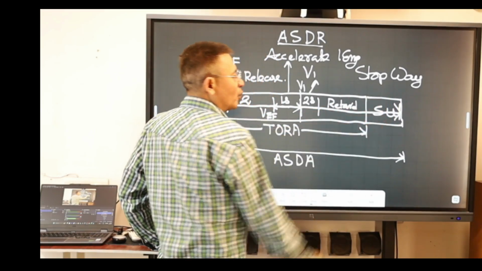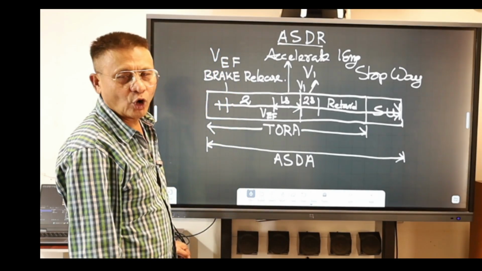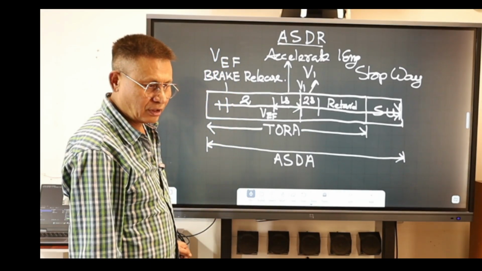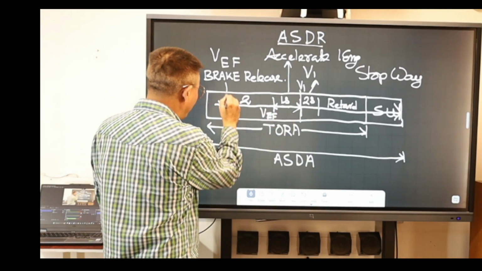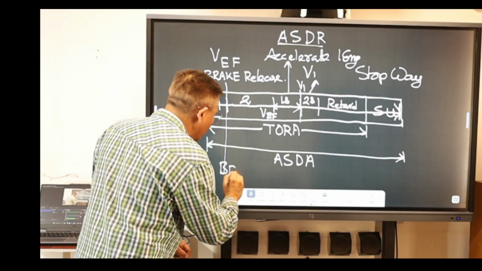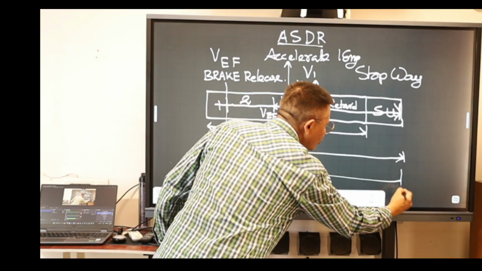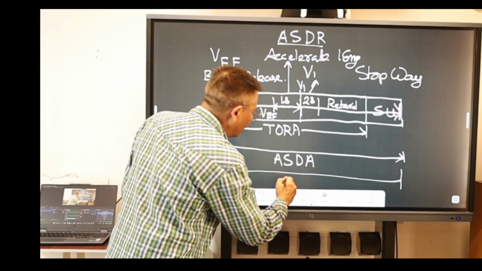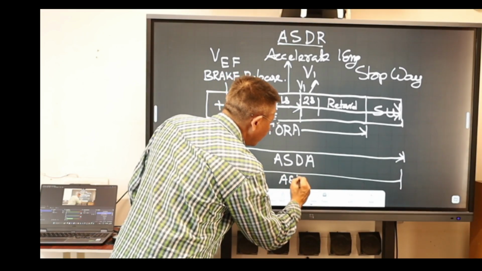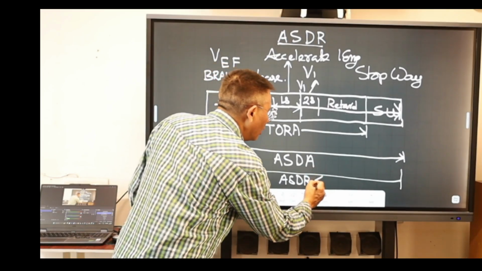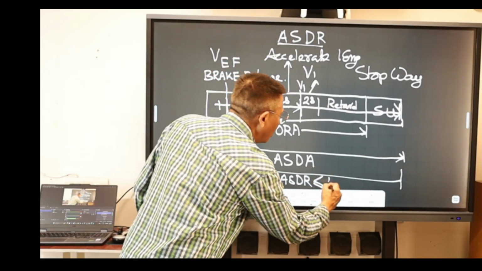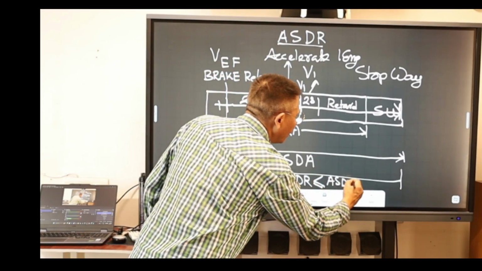and then come to a complete stop at or before the acceleration stop distance available. The entire distance from the brake release, that is, from the brake release till the time the aircraft comes to a complete stop, is what we call the ASDR, which I said has to be less than or equal to the ASDA.